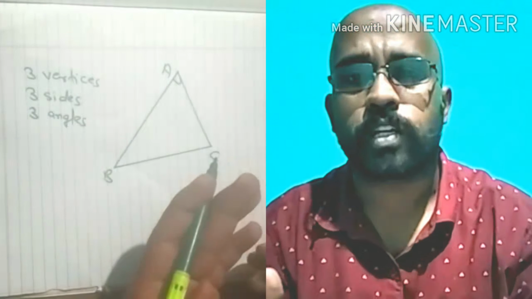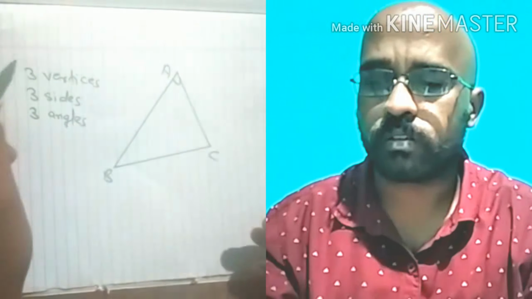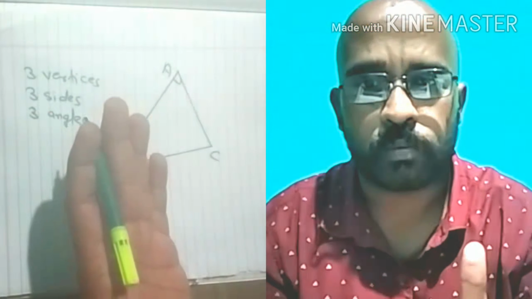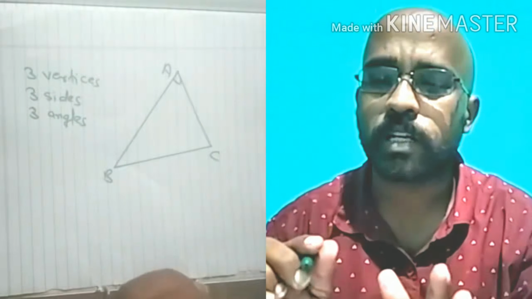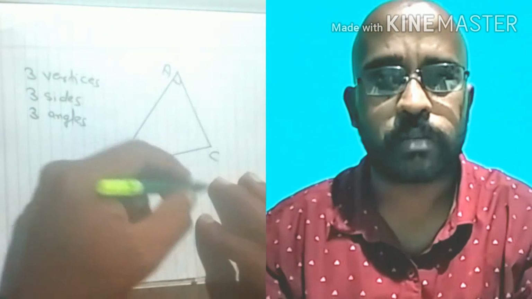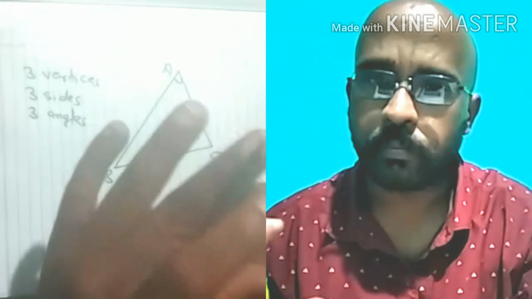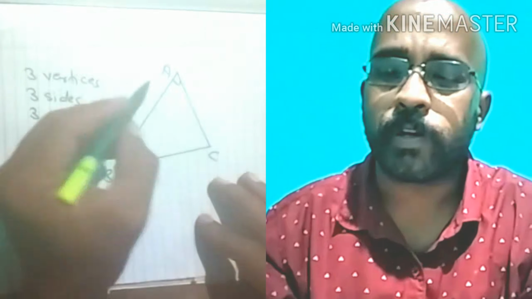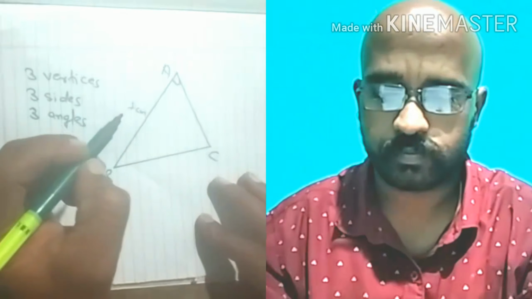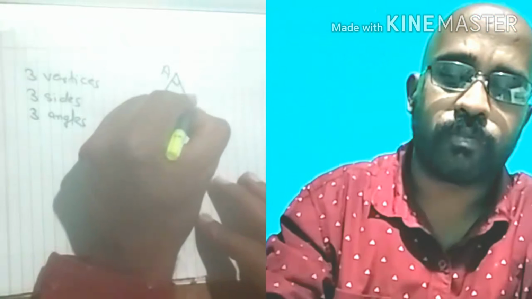Now suppose the information about triangle is given. Vertices are nothing but points, so no extra information about them is required, but measurement is related with sides, which will be in millimeter, centimeter, kilometer, meter. So if information about side is given, this side is suppose 7 centimeter, this side is suppose 6 centimeter, this side is suppose 5 centimeter.